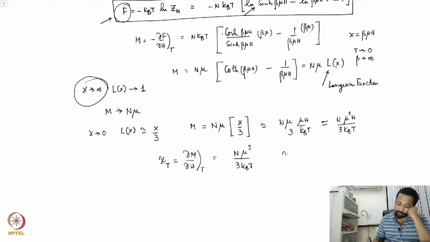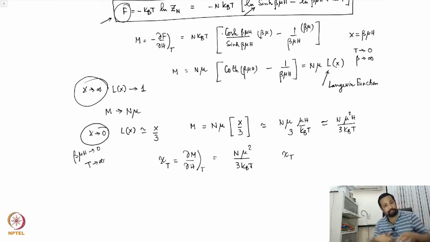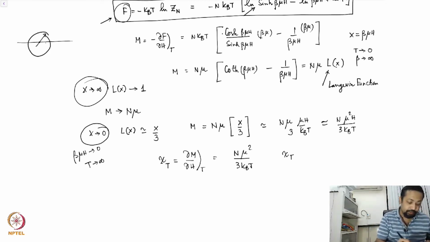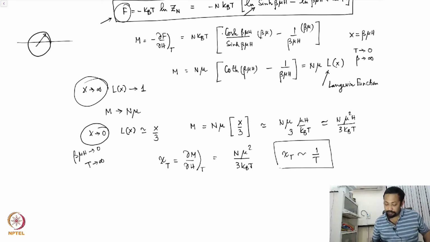So your susceptibility chi tends to 0, means beta mu H tends to 0, which means T tends to infinity, which means you have a large temperature, so that your fluctuations are more. So you can imagine that this rotation is more as opposed to a low temperature, and this goes as 1 by T. This is what is called Curie's law of paramagnetism.